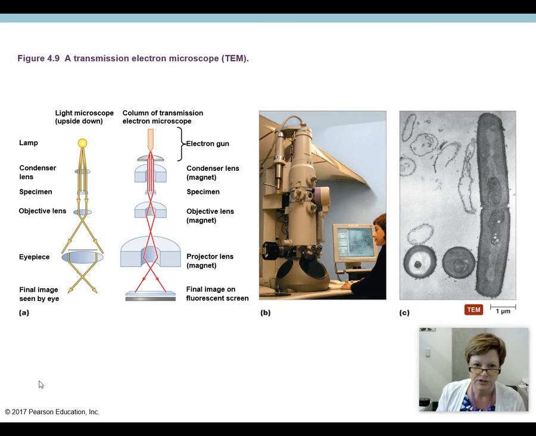And this picture just shows, on the left, upside down, if your eye is at the very bottom of this picture, your eye would be at the bottom looking through the eyepiece. The light comes from the lamp at the bottom of the microscope through a condenser lens, through the specimen, then through the objective, and then through the eyepiece to your eye.